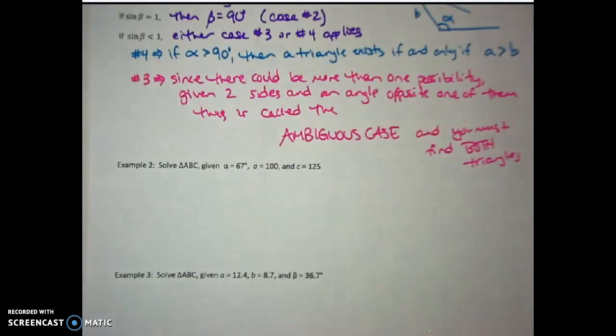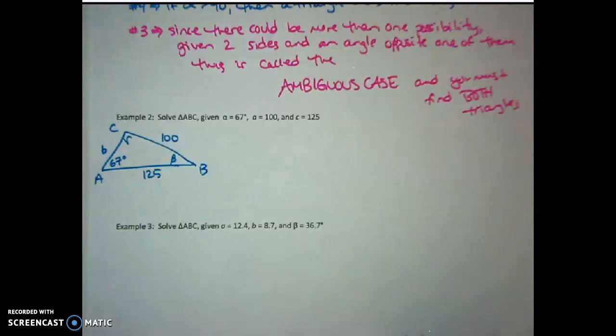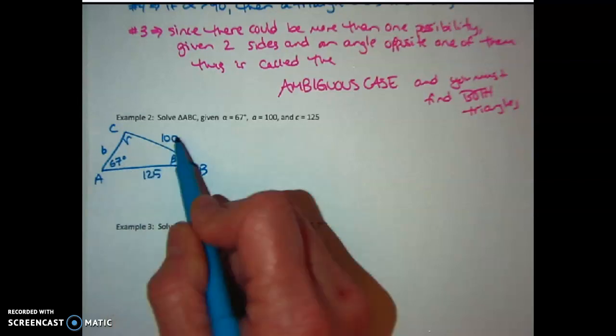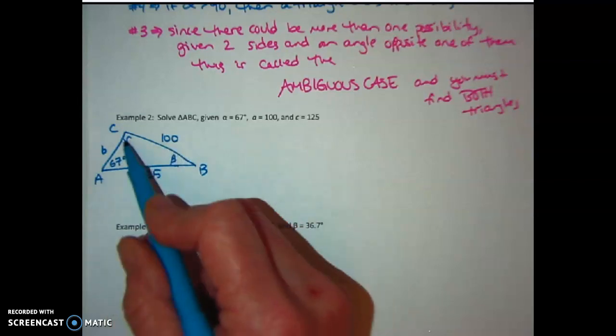So for example 2, again, I would like you to pause the video and draw the triangle. A lot of times with these problems, drawing the triangle helps an incredible amount to be able to set up the problem. So as I set this up, I can see that I have an angle and a side opposite, and I have a side, but I don't have that angle.